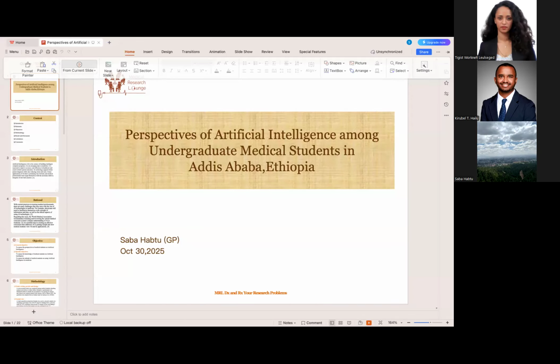And an essential step in creating an effective curriculum that addresses AI is gaining insight into how medical students view artificial intelligence and its applications.